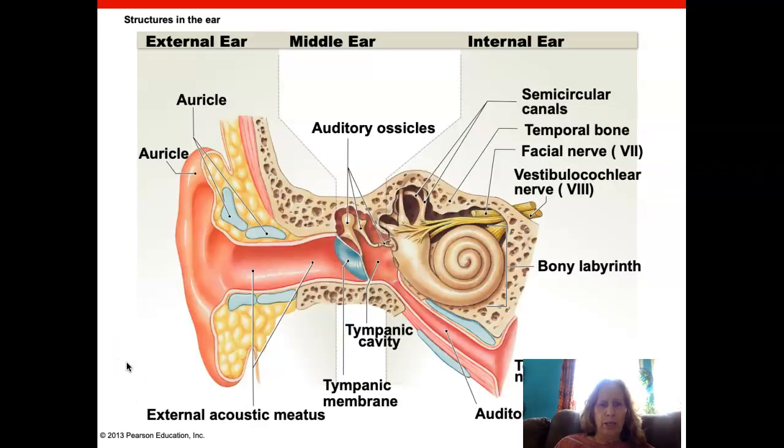So here is a great picture of the ear. You can see the auricle is the outer ear, and then the external acoustic meatus is also part of the outer or external ear, and that ends at the tympanic membrane. The tympanic membrane is the eardrum. If you've ever looked at a frog, frogs have round, smooth spots on the side of their head, and that is their tympanic membrane right on their skin.